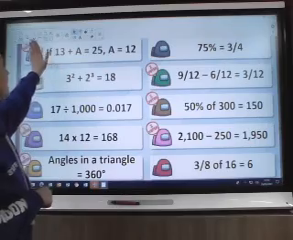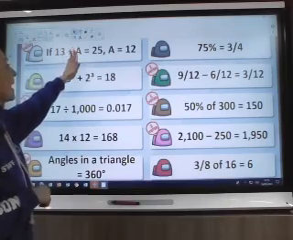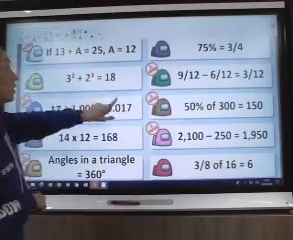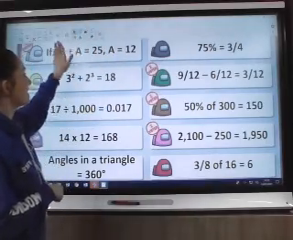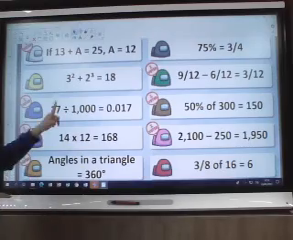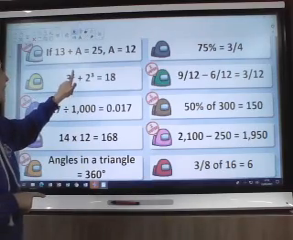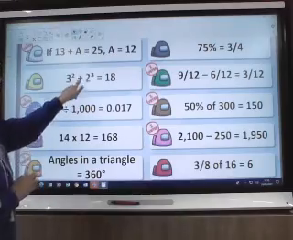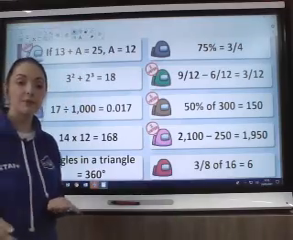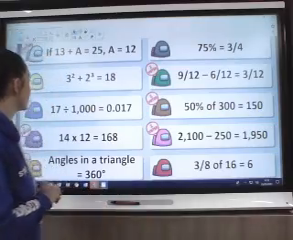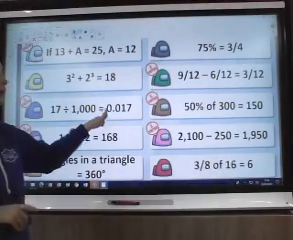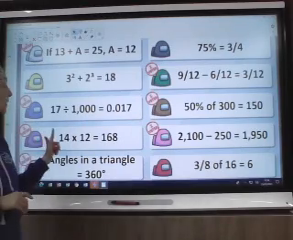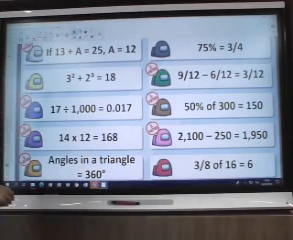So this first one says, if 13 add A is 25, A equals 12. So you need to put 12 where A is and see if it works. This one says 3 squared add 2 cubed is 18. Remember, 2 cubed is 2 times 2 times 2. 17 divided by 1,000 is 0.017. 14 times 12 is 168.